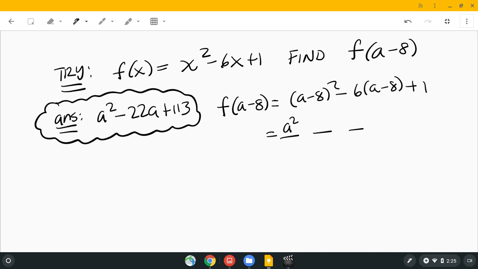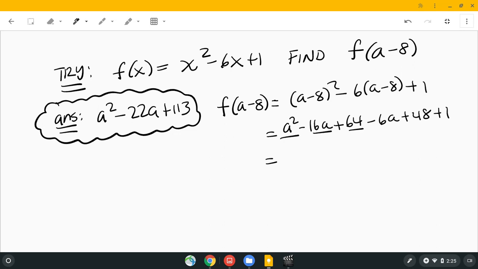This one's going to be a squared. This one's going to be positive 64. And remember, the middle term is going to be 8a, and it happens twice. Negative 8a, negative 8a is negative 16a. All right. And then I'm going to distribute negative 6. So I get negative 6a plus 48 plus 1.